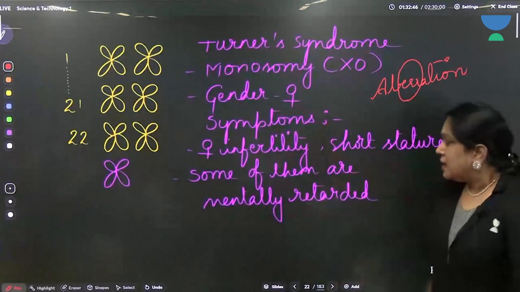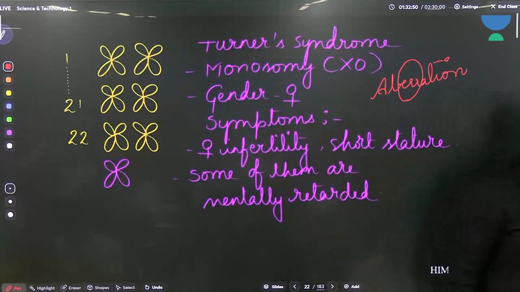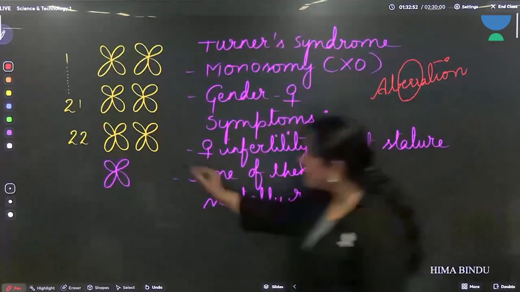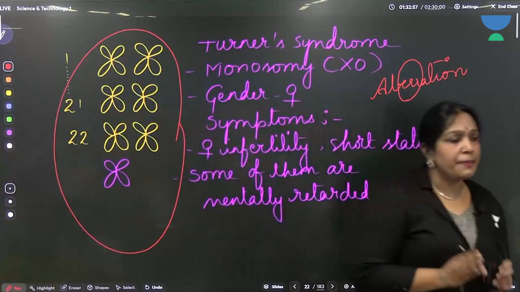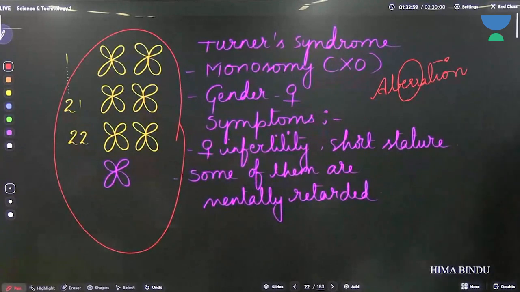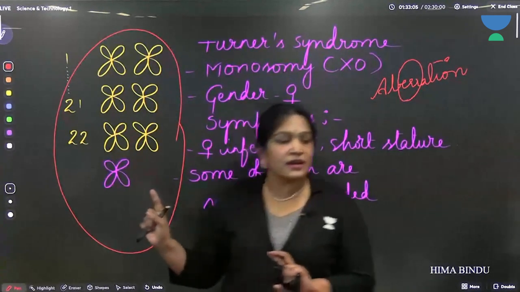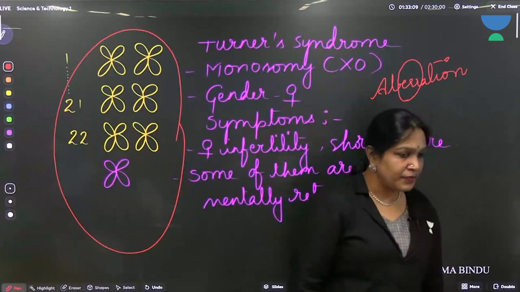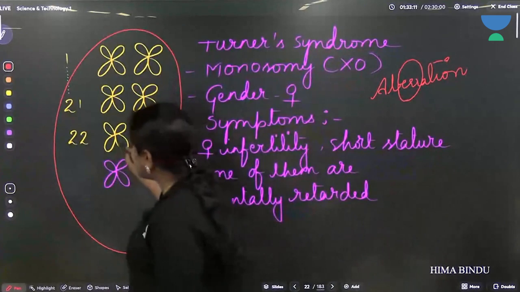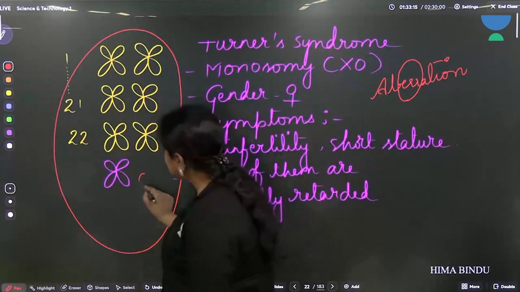Okay. Now chromosomal aberrations. The first one is Turner's syndrome. See, simple. Look at this diagram, you can easily understand. A normal person will have 46 chromosomes in each cell, but a Turner's patient has only 45. Loud and clear, all of you. 45 chromosomes are there. So it is like 22 pairs of autosomes plus X0.